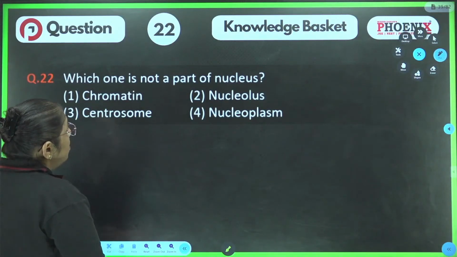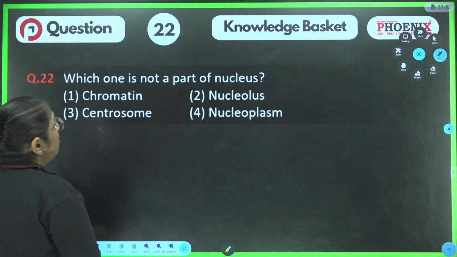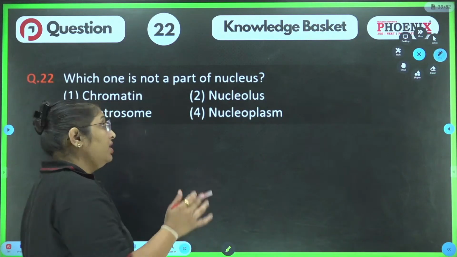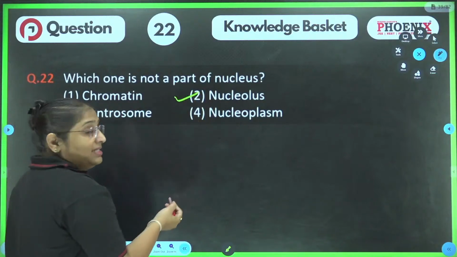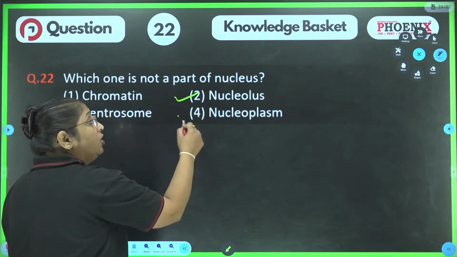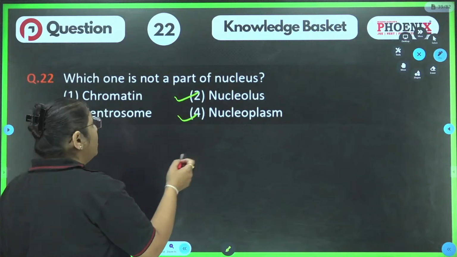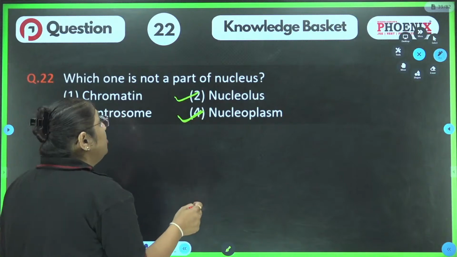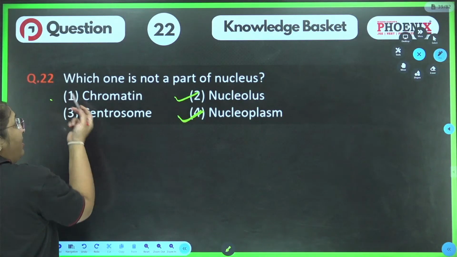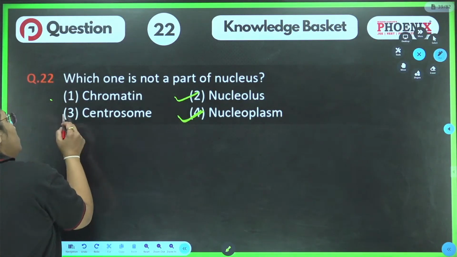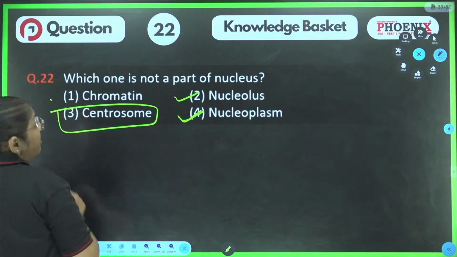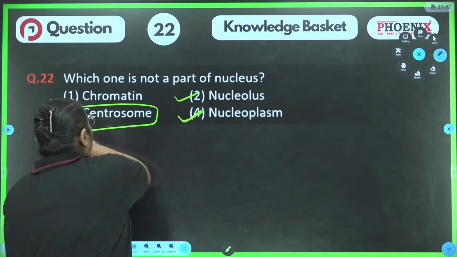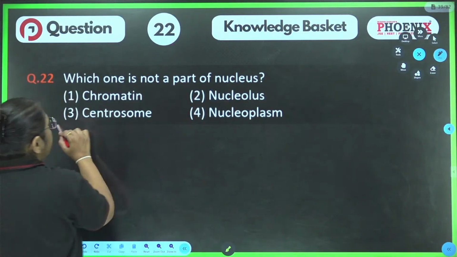Which one is not a part of nucleus? Now here it is written, which is not a part of nucleus. Nucleolus, yes, it is present in the nucleus. Nucleoplasm is the liquid which is present in the nucleus. Chromatin fibers are also present in the nucleus. Now centrosome is not a part of the nucleus. So the answer is centrosome.